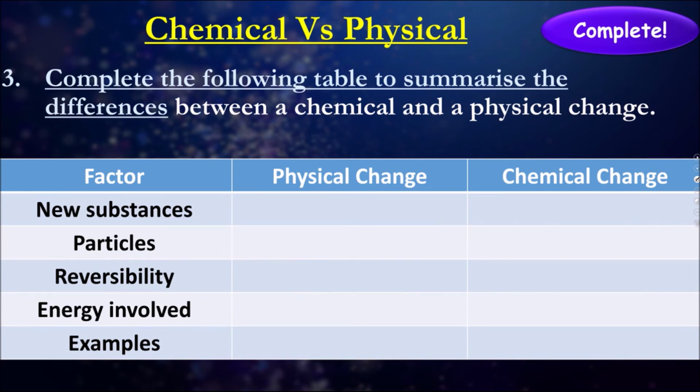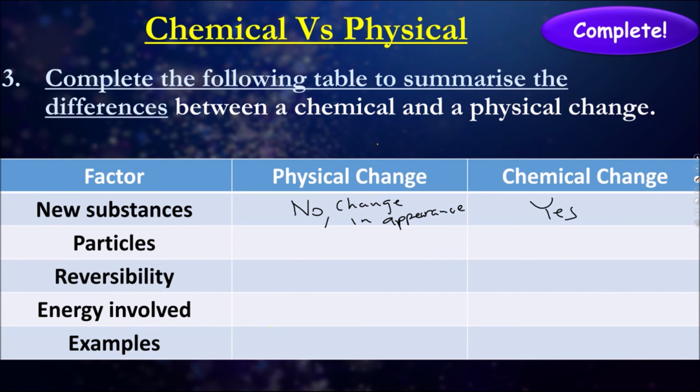Now let's look at filling out this table. So this table says, what's the difference between a chemical and a physical change? I did have some answers already pre-recorded, but let's try and fill this out together as well. So new substances, do we form any new substances if it's a physical change? The answer is no. It's just a change in appearance. Do we have a new substance when we have a chemical change? Yes, we do.